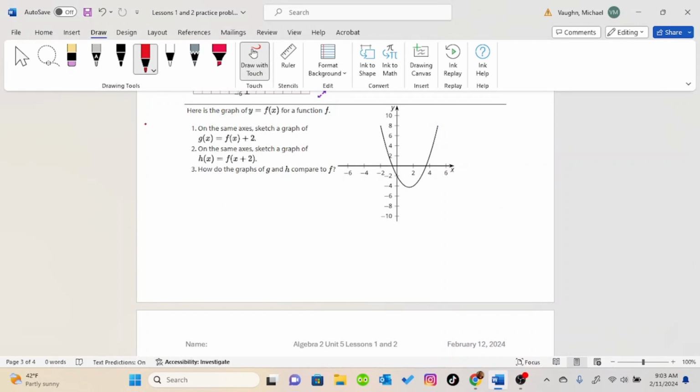Here is the graph of y equals f of x for a function f. On the same axis, sketch a graph of g of x, which equals f of x plus 2. So we need to make sure we understand how we're shifting based on the graph. If we add outside parentheses, then we shift up.